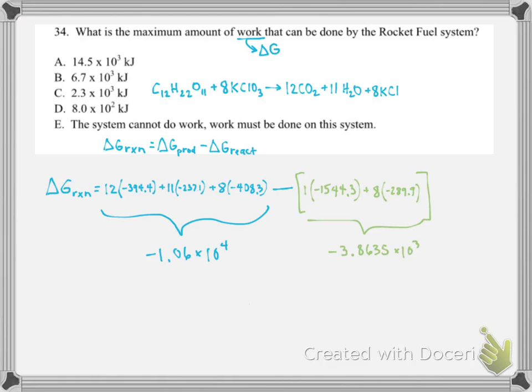So we do products minus reactants and get an overall delta G. That's 6.74 times 10 to the 3rd kilojoules. And that corresponds to answer B. So don't forget, you can do products minus reactants for all of the thermodynamic values, delta G, delta H, and delta S.